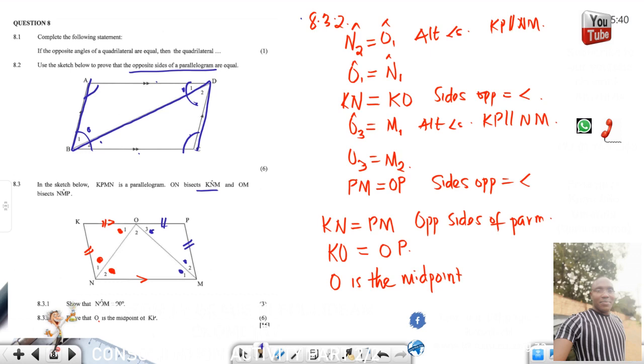But we know the properties of a parallelogram, that KN is equal to PM. But PM is equal to OP. So can we say, check this. If I write it this way, KN first is equal to KO. But this KN is equal to PM, and this PM is equal to OP. So can you see KO is equal to OP? Therefore, O is the midpoint since these two lines are equal. Awesome. Good thinking.